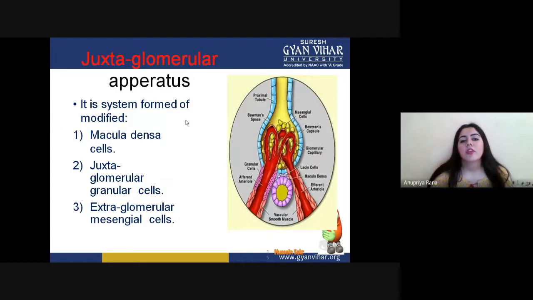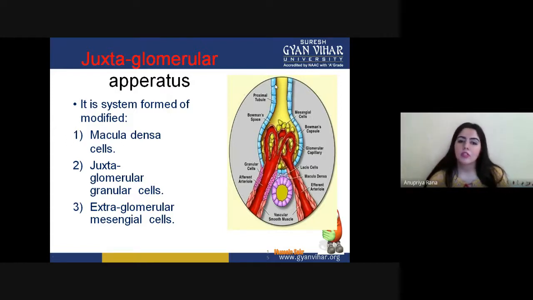Now we see the juxtaglomerular apparatus in a little detail. This is a proximal tubule. This is the mesangial cells. That is Bowman's space. Those are the granular cells, efferent arterioles, vascular smooth muscles. That is the macula densa, afferent arterioles, glomerular capillaries, podocytes, and the marginal cells. So this is the whole combination that forms a juxtaglomerular apparatus.